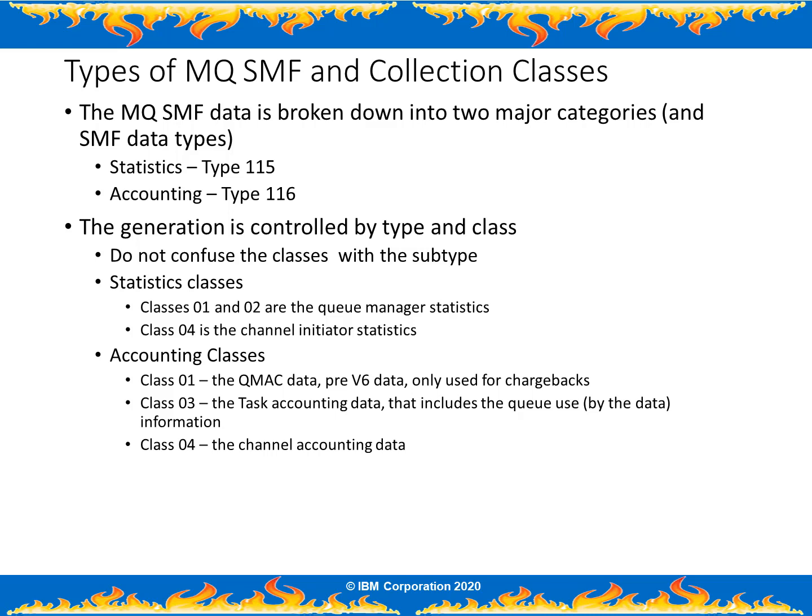The accounting classes are more distinct. Class 1 is for what is called the QMAC data, originally developed prior to MQ version 6, and it's typically only used for chargebacks. Class 3 data is the task accounting data, which includes information about each task, including detail about CPU consumption, latching, and often the most important piece of all, the queues that are used by the tasks. This is complex and verbose data, but is often necessary to debug responsiveness and performance problems. Class 4 is the channel accounting data, providing information about connections to the Q manager and the data flowing across those connections.